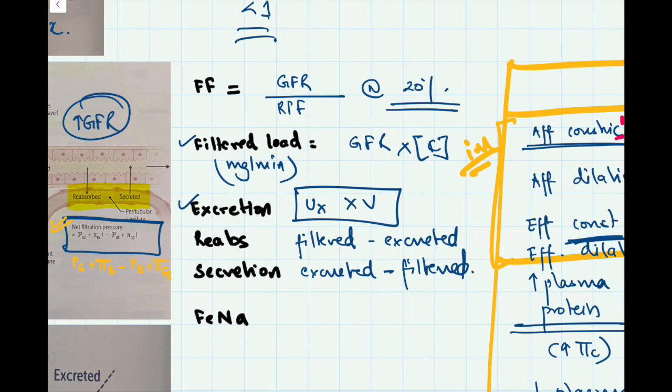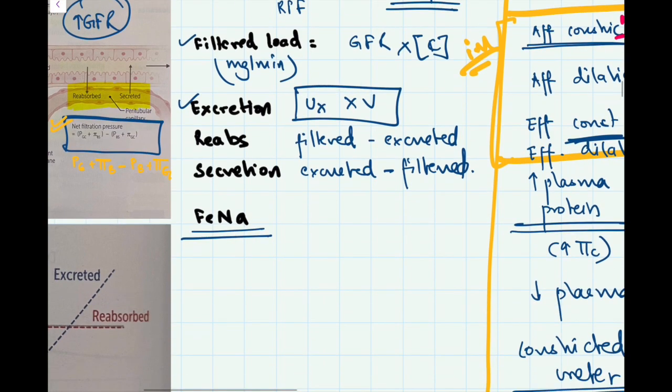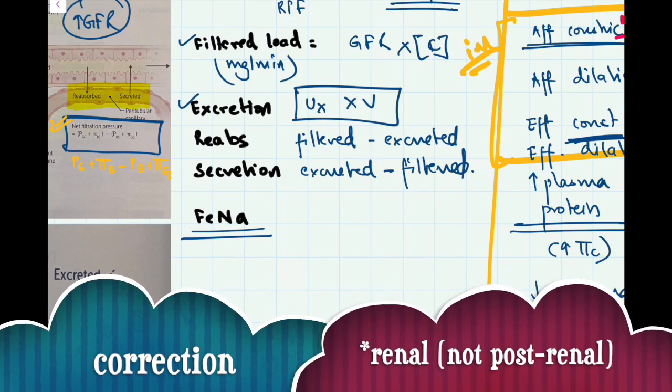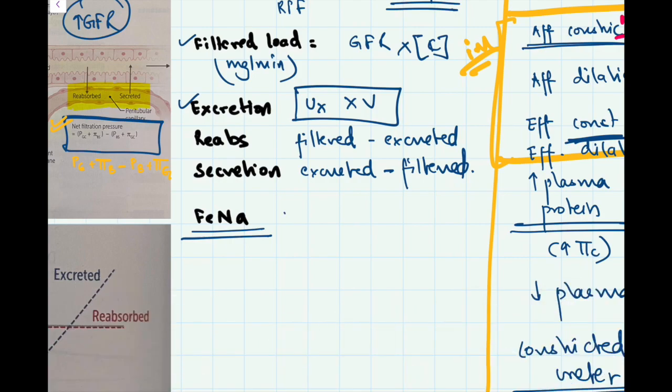FeNa, what is it? It is the fractional excretion of sodium, and it is very helpful in differentiating the pre-renal and post-renal causes of AKI, which we'll do. But here we can see how it is calculated. It is calculated by the sodium excreted divided by sodium filtered, right? That is the fractional excretion of sodium.